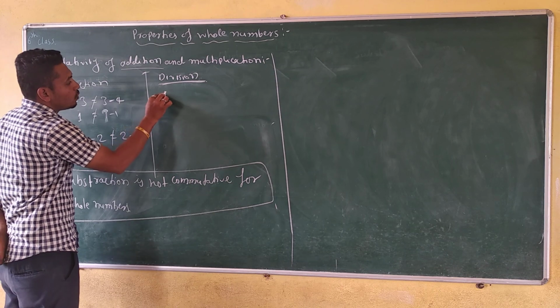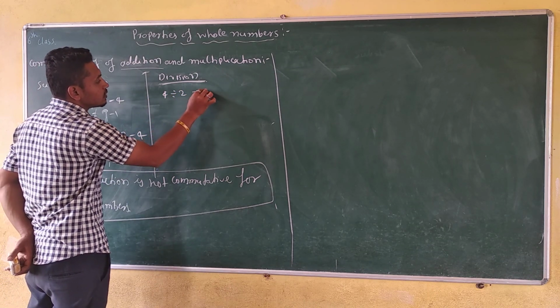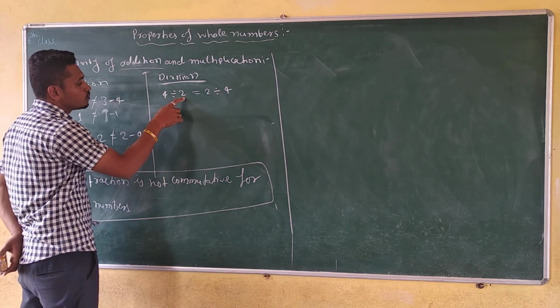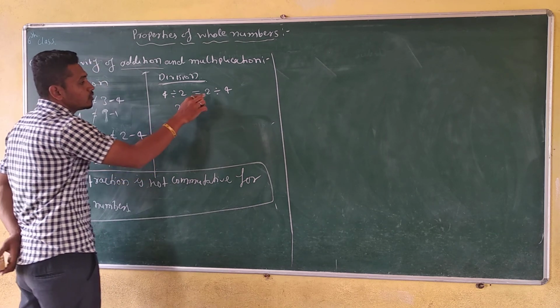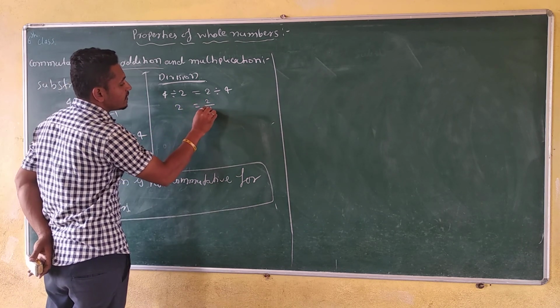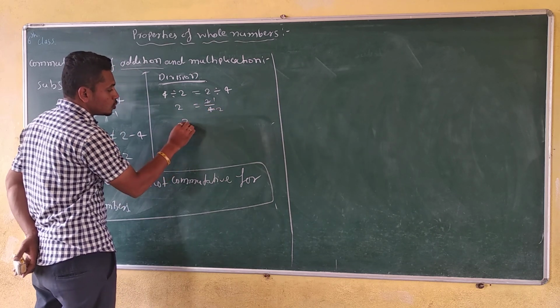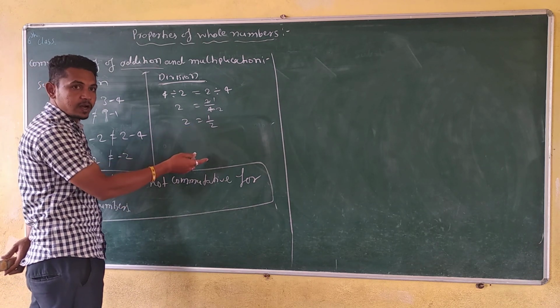See here, 4 divided by 2 and 2 divided by 4. 4 divided by 2: 2 2s are 4, so your answer is 2. And here 2 divided by 4, which means 2 1s are 2, 2 2s are 4, so the answer is 1 divided by 2. So 2 is not equal to 1 divided by 2.